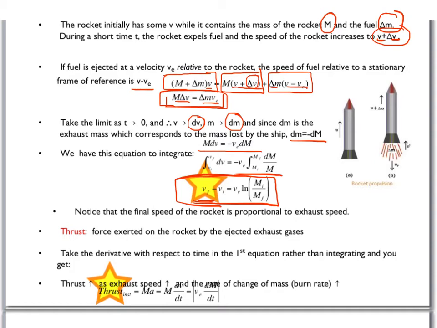Notice that the final speed of the rocket is proportional to the exhaust speed. So the faster you shoot the exhaust out the backside, the faster the final speed of your rocket will also be. We can even link this to force or thrust.